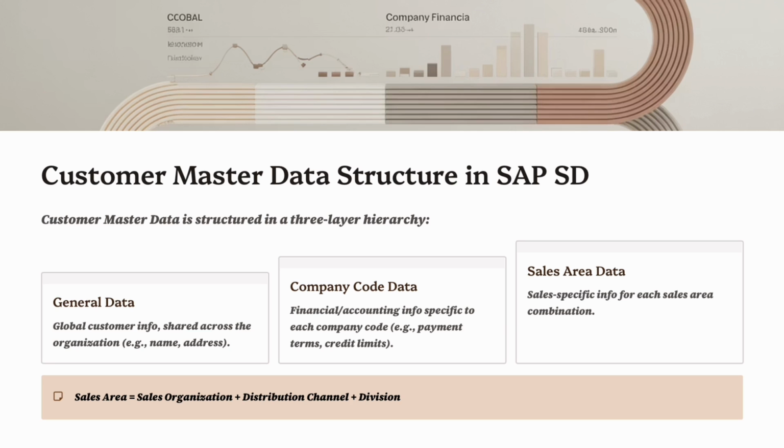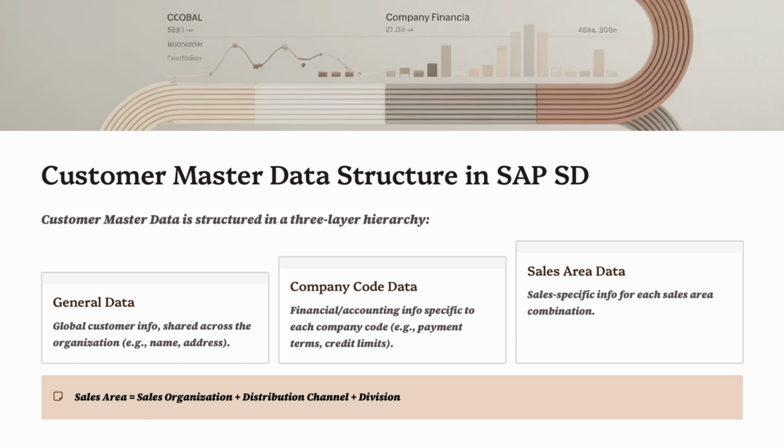Two, company code data: maintained by the Finance (FI) module. Contains accounting-related data like reconciliation account, payment terms, and dunning procedures. Example: it determines how invoices and payments are managed for each customer.